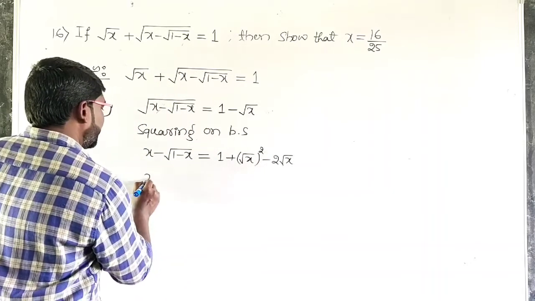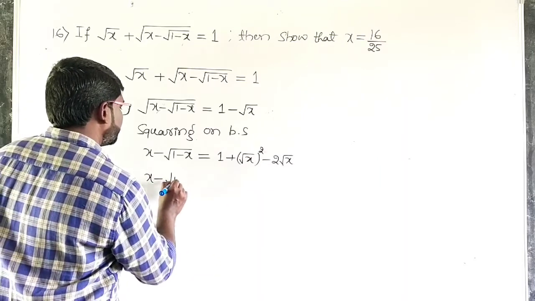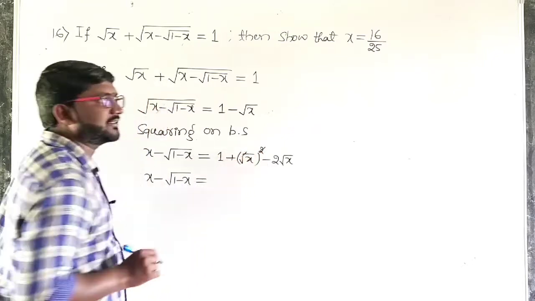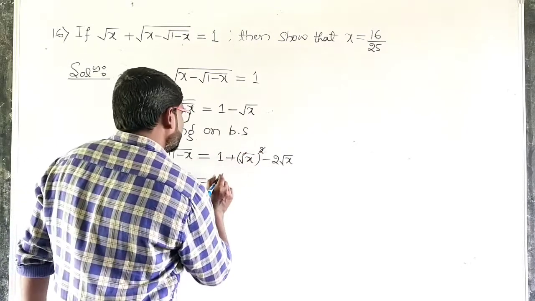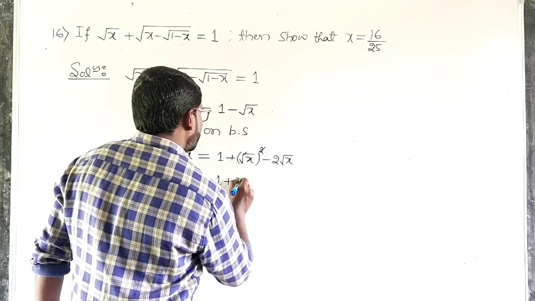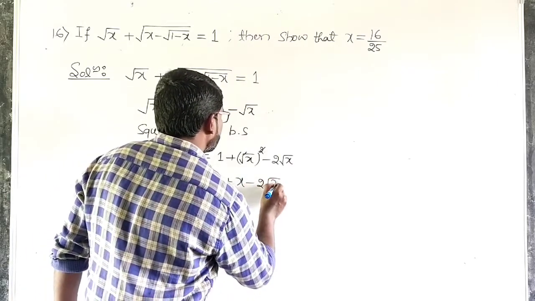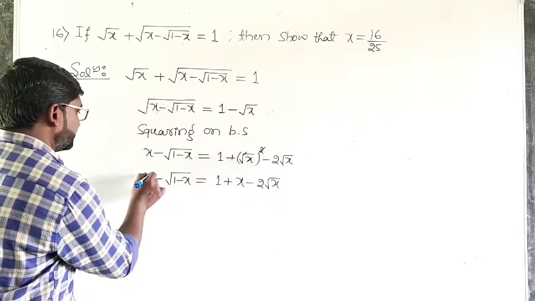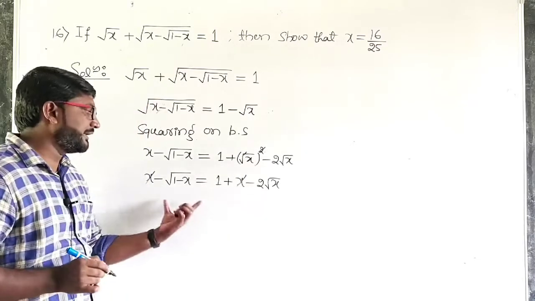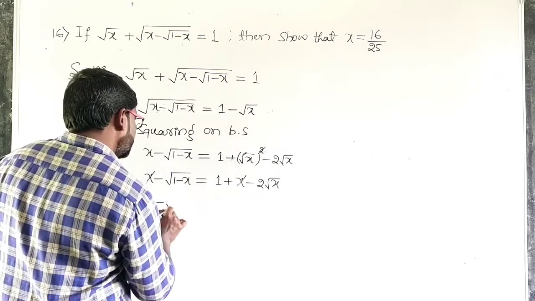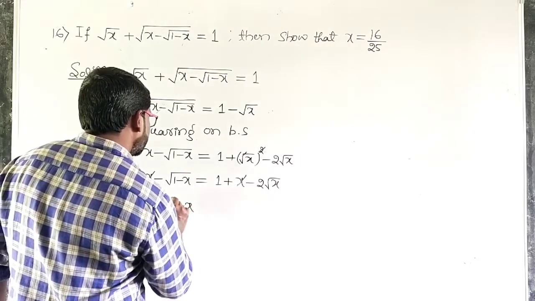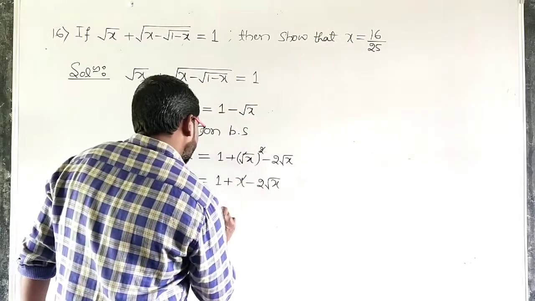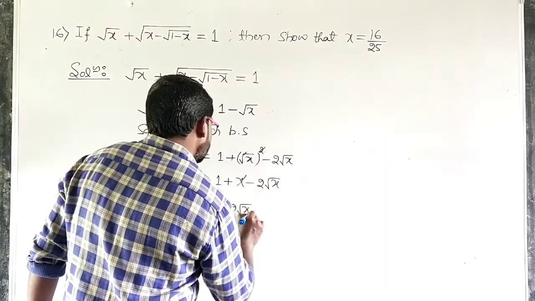So now x minus square root of 1 minus x, which is equal to, here square and root get cancelled. We write 1 plus x minus 2 times root x. So now x and x get cancelled here. I write the remaining term. Minus root 1 minus x, which is equal to, so 1 minus 2 times root x.